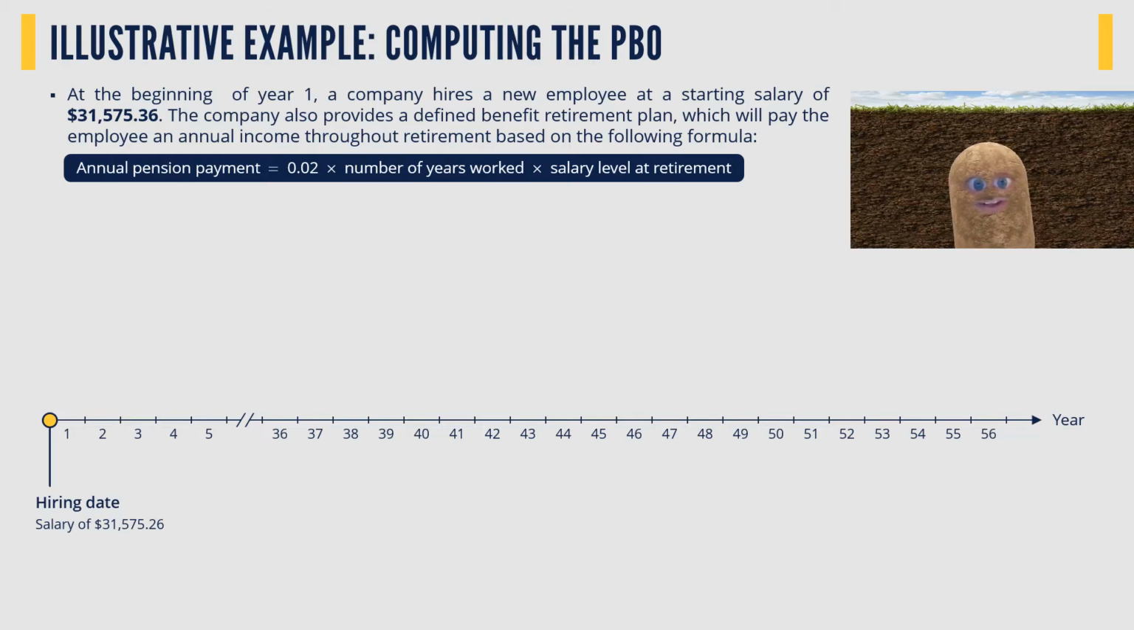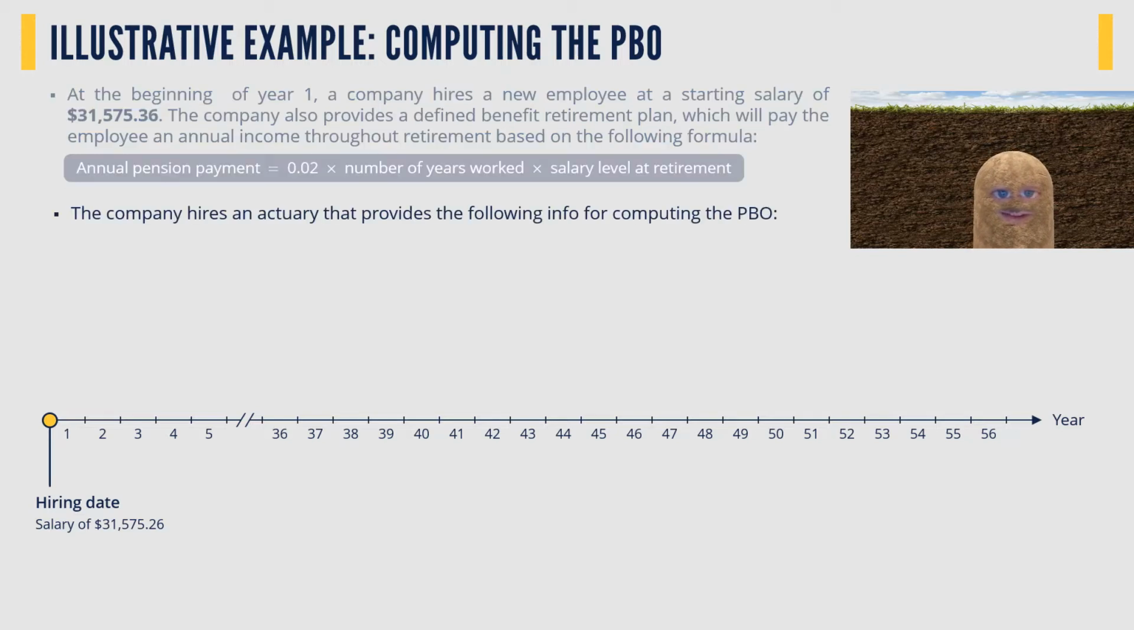So they're not only working for salary, they're also working for future benefits that they're going to earn by working for this company. So what's next? Well, the company, because this is a defined benefit plan, has to go out and estimate a pension obligation or the projected benefit obligation, because that's the liability that the company is going to have to recognize with respect to this pension that they're giving their employee. So they go out and hire an actuary who's going to come up with some of the necessary inputs for computing that PBO. Let's see what he has to say.